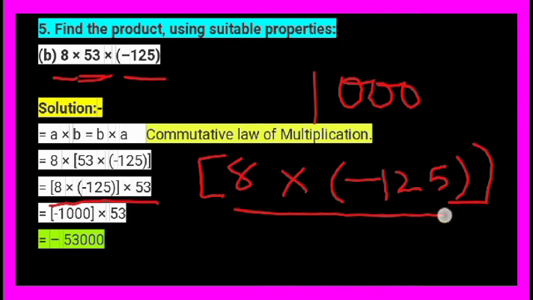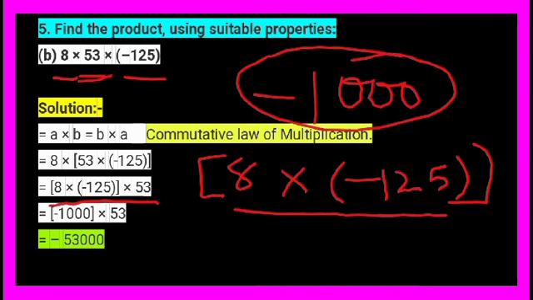Then after, if we multiply these numbers, then we get minus 1000 as answer. So we will write minus 1000. Then we multiply it with 53. And 53 multiplied by 1000 is equal to 53,000. And one of the integers is negative, so answer is negative.